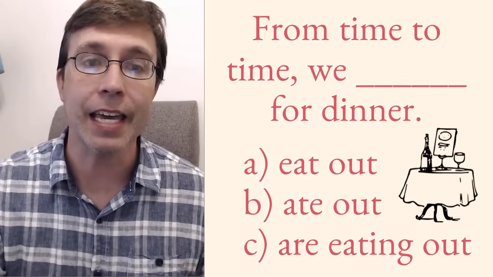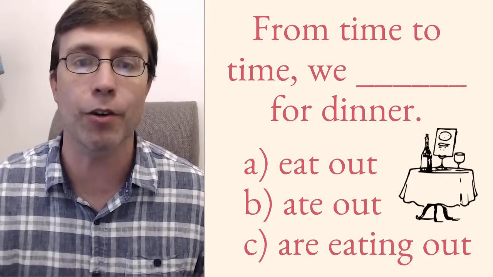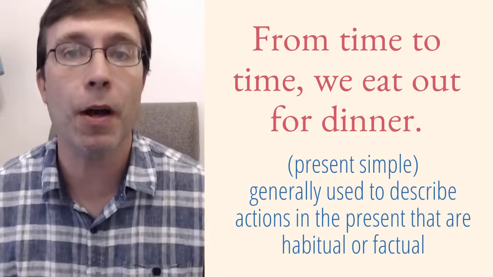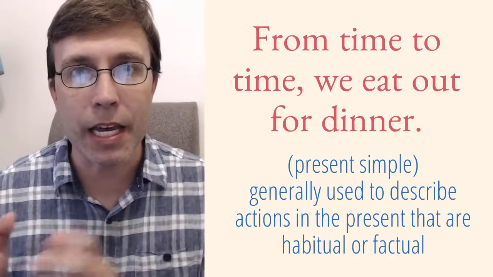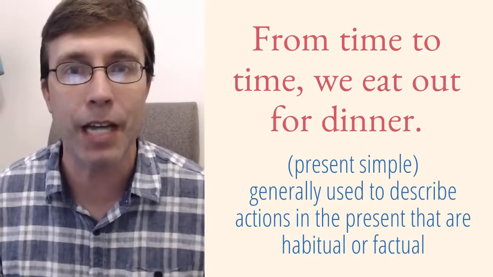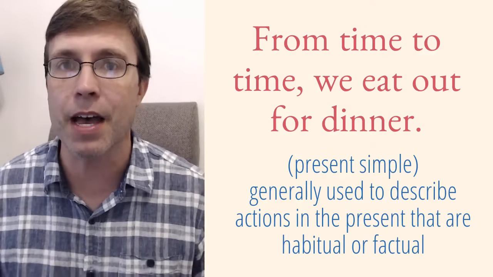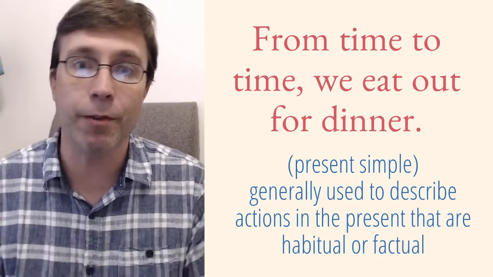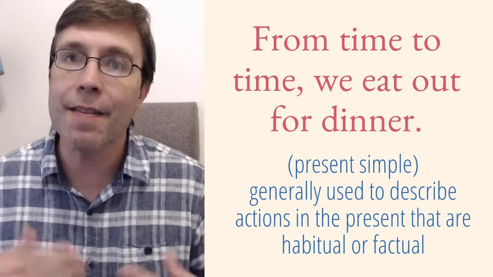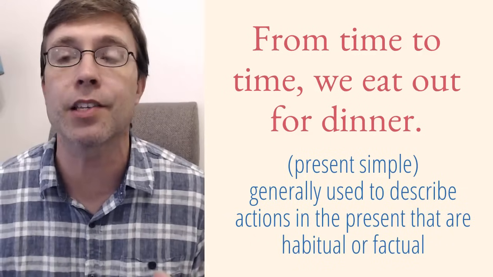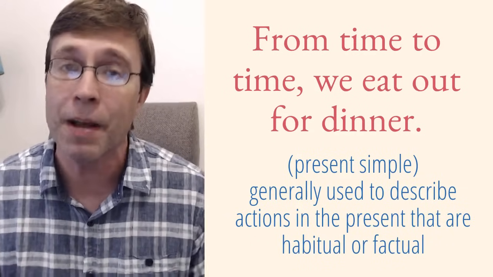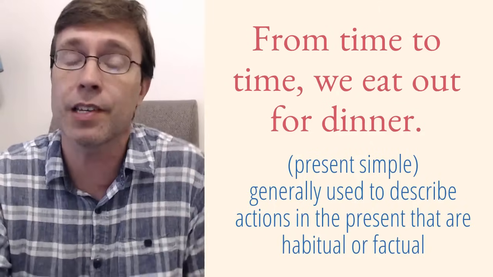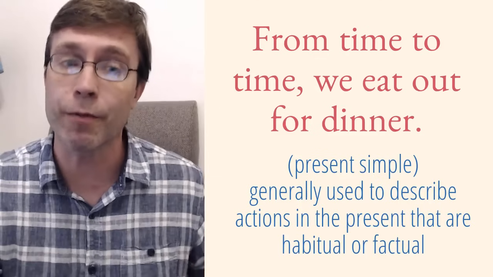A, eat out. That is the correct answer. From time to time, we eat out for dinner. We're talking about the present simple, and the hint that I tried to give you was from time to time, an expression that means the same as sometimes. Sometimes, from time to time, they mean the same thing, and that adverb of frequency will tell us the present simple. It's used to describe actions that are in the present, and they are habitual. They are factual. So this is something that is habitual. We do it from time to time.